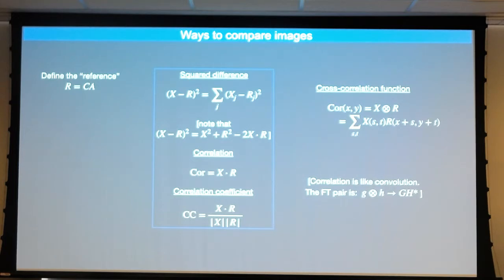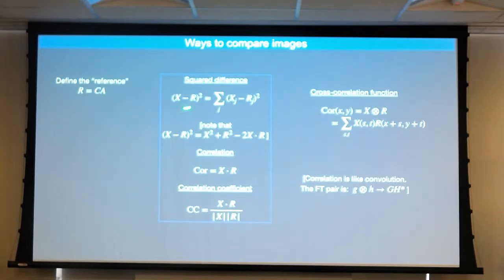We want to be able to compare images. We want to compare an image with a reference. And so we just say that here a reference is a true image operated on by the contrast transfer function, and that's this thing R. So if I want to ask how similar are X and R, I can look at the squared difference, where I just take the pixel differences and square them, and so the squared difference is big if the images are different. If we expand that square, we see that an important part of it is what amounts to a multiplication of X and R, and we call this the correlation.